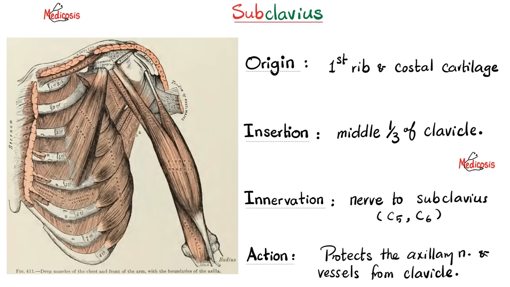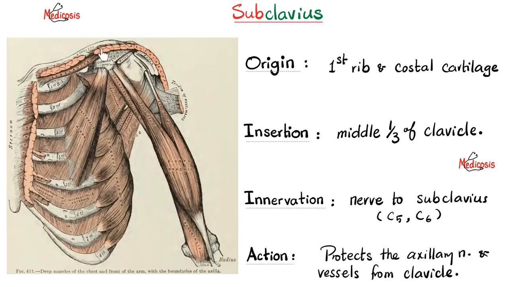The third and final muscle of the pectoral region is subclavius. Where is subclavius? Under the clavicle. Subclavius, under the clavicle. Origin, first rib and costal cartilage. Insertion into the middle 1/3 of the clavicle. Innervation by nerve to subclavius, which is a branch of the upper trunk of the brachial plexus. Root value C5 and C6, because that's the root value of the upper trunk of the brachial plexus.